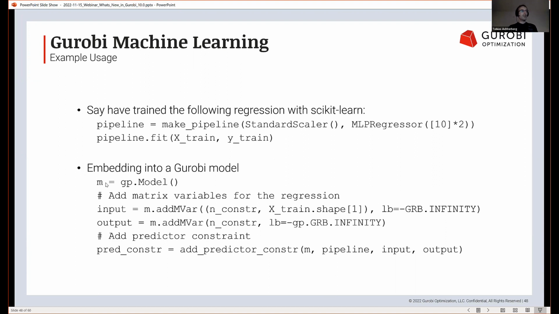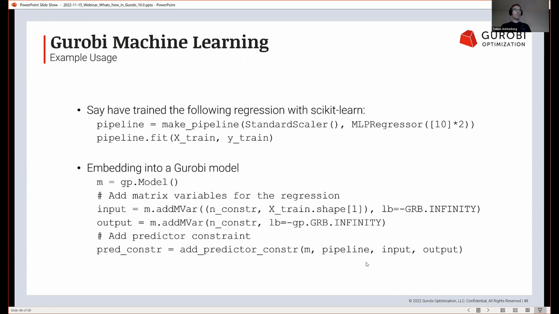You create a Gurobi model as usual, and then you create your input variables. In that case, you just use the matrix variables of this matrix-friendly gurobipy API. And you create your output variables, and now you add the constraint that should model that neural network. This is with the add_predictor_constr function that is part of the Gurobi Machine Learning package. You provide the model M, you provide the scikit-learn pipeline that has been trained already, and then the set of input and output variables.